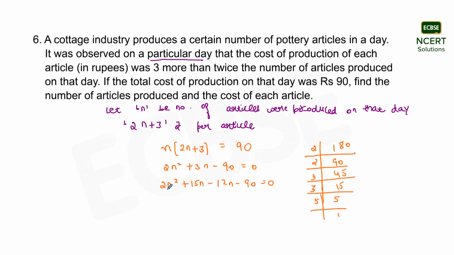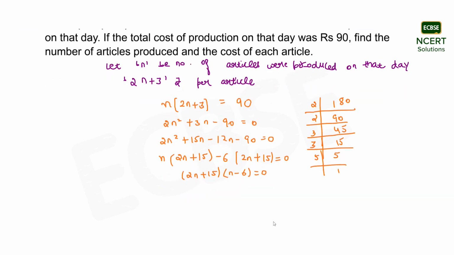Now if I observe the first and the second term, I can take n common, so I'll be left with 2n plus 15. From the third and the fourth term, I'll be taking minus 6 common, so in the bracket I'll be left with 2n plus 15, which is equal to 0. So I can write it as 2n plus 15 into n minus 6 is equal to 0. From here, n comes out to be equal to minus 15 by 2 and 6. These are the solutions of this quadratic equation.